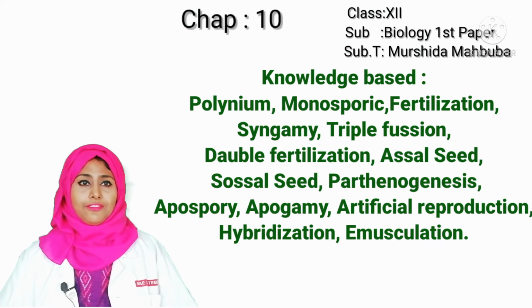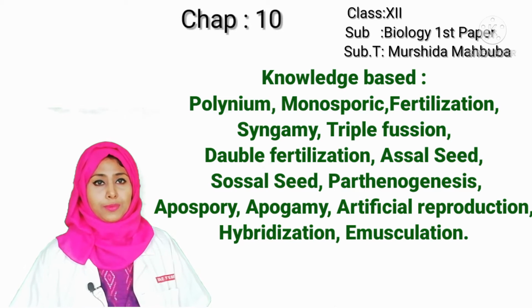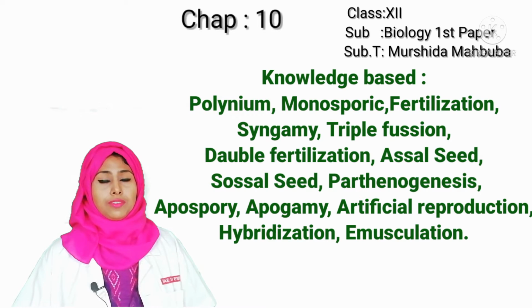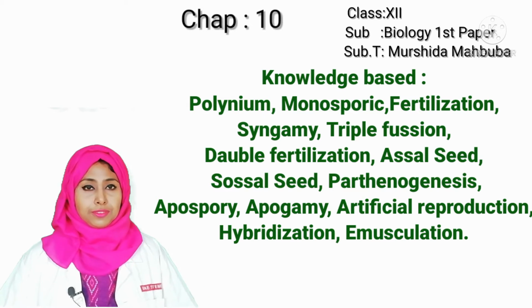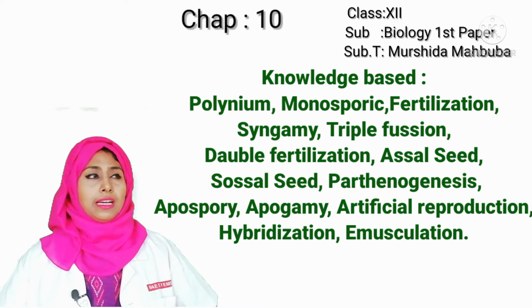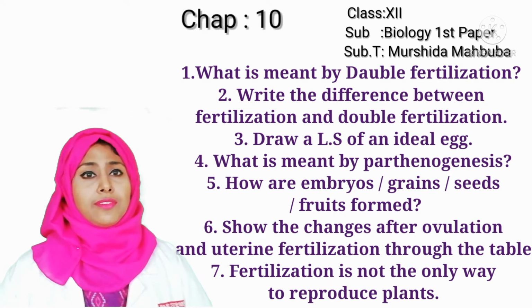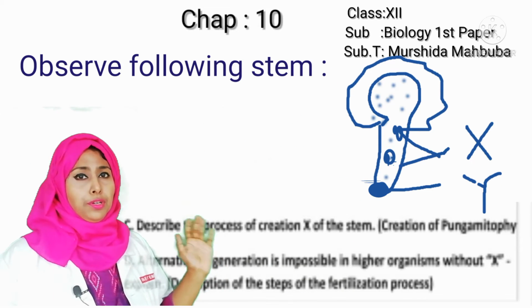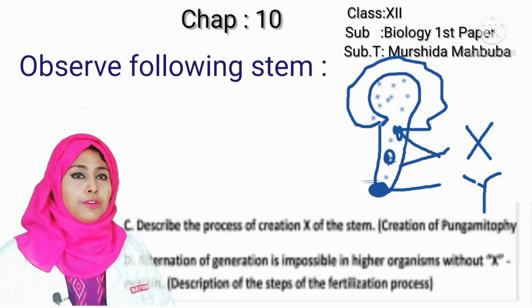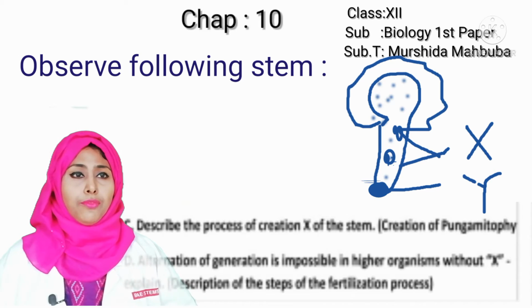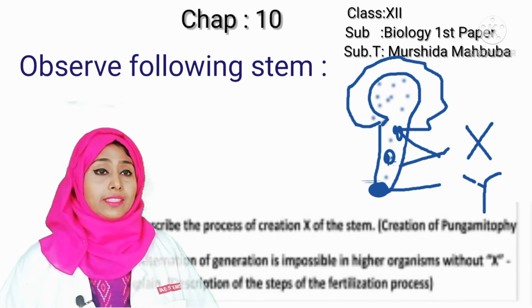We recently finished chapter 10. I believe you all remember it very well. However, we will try to remember again the details of the matter. We provide you some knowledge-based questions and some comprehensive type questions. Today we want to discuss these two creative questions. Creative question number 1. Describe the process of creation X of the stem.